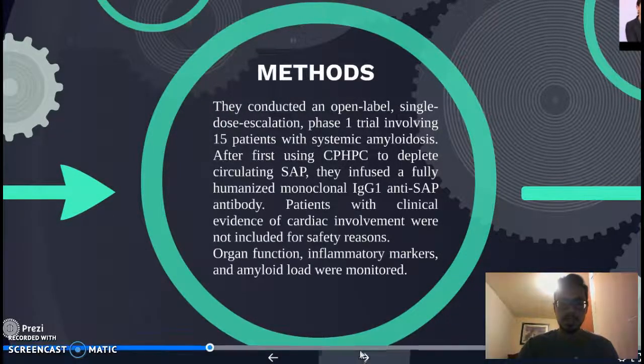Methods of this study. The researchers conducted an open-label single-dose escalation phase 1 trial involving 15 patients with systemic amyloidosis. After first using CPHPC to deplete circulating SAP, they infused a fully humanized monoclonal IgG1 anti-SAP antibody. Patients with clinical evidence of cardiac involvement were not included for safety reasons. Organ function, inflammatory markers, and amyloid load were monitored.